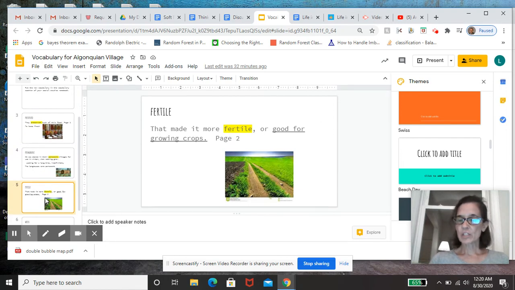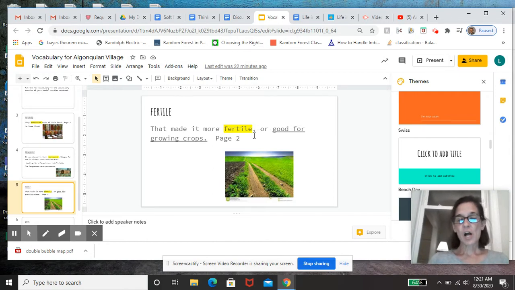Okay, your next word is fertile. That made it more fertile or good for growing crops. Okay, that's on page 2. Now, I highlighted the word fertile for you, and then often the definition for a new word will come right after it or right before it.